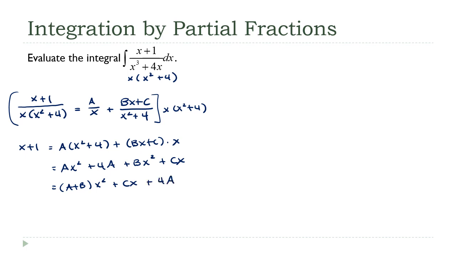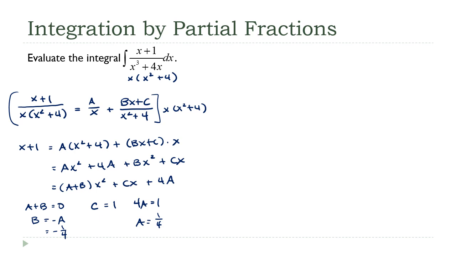And now I can match up the coefficients. Right? A plus B has to equal 0 because there is no x squared term on the left side. C is going to equal 1, and 4A is going to equal 1. So, okay, well, this is nice, right? Because we kind of got C for free here. A is 1/4, and over here, B equals negative A, so B must be negative 1/4.